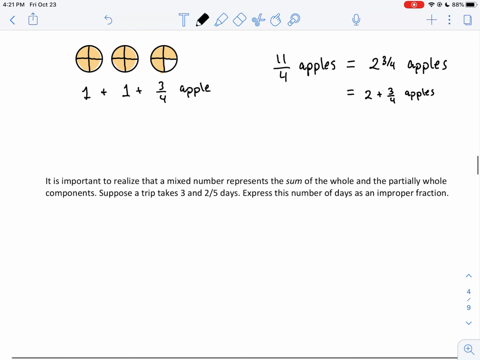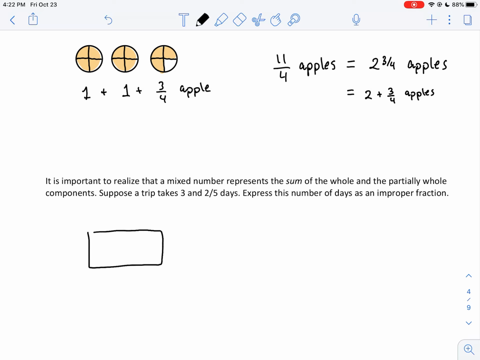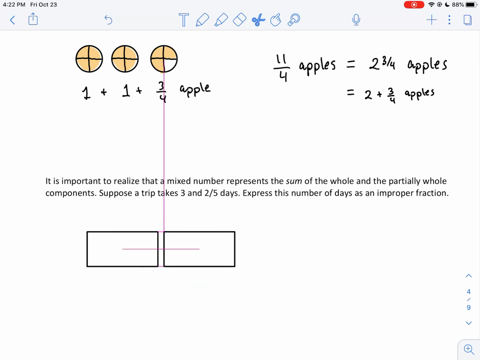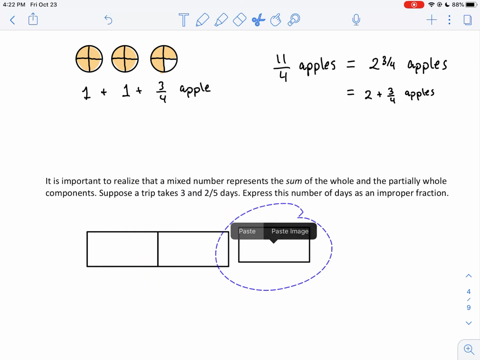Okay, now let's also just do an example where we go from mixed number to an improper fraction. Suppose a trip takes 3 2/5 days. Express this number of days as an improper fraction. So I'm going to use rectangles this time to represent a day. So there's 1 day. And we have, I'm going to copy and paste it, and I'll make them adjoined.